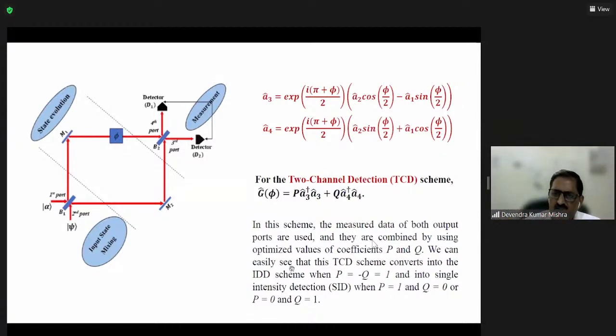We can see easily that this TCD scheme converts into the intensity difference scheme for P equal to minus Q equal to 1, and into the single intensity detection scheme using P equal to 1 and Q equal to 0.